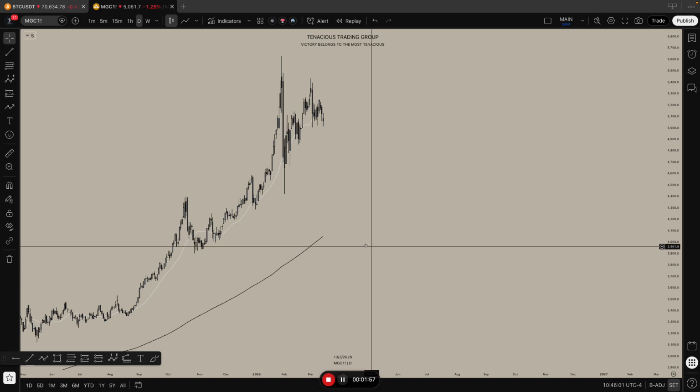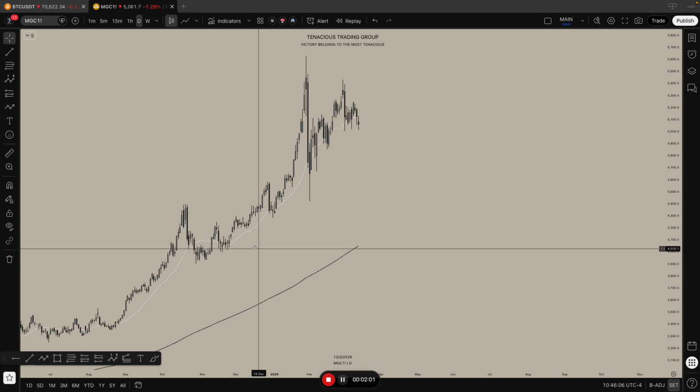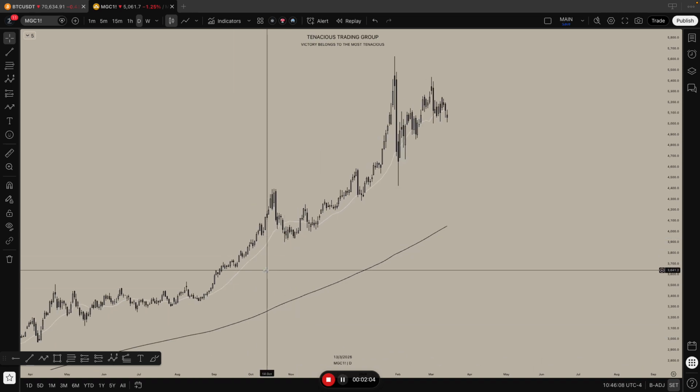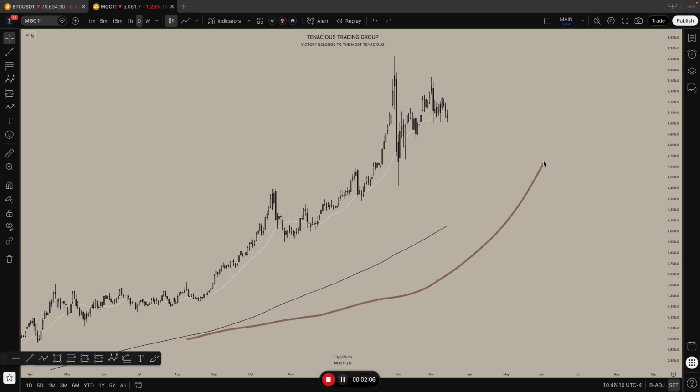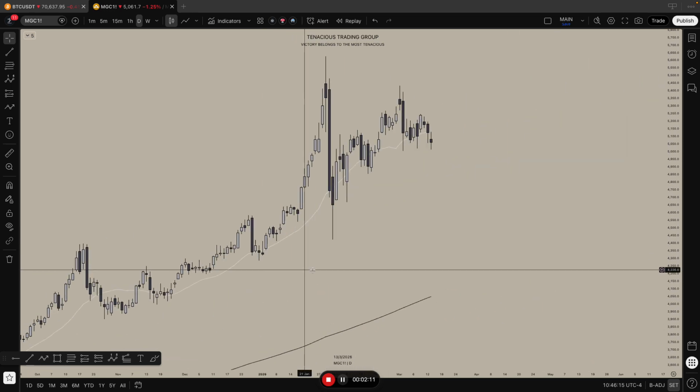So currently this is the daily chart, and I am on gold, and we can see that price is above my 200 moving average. So if price is above my 200 moving average, what should I be looking for? I should be looking for potential longs.